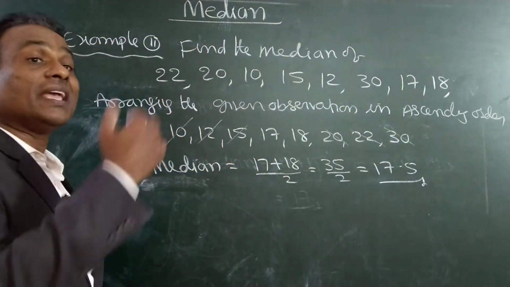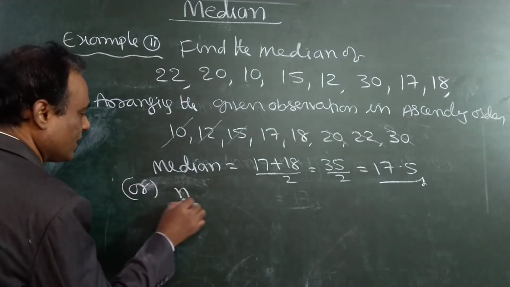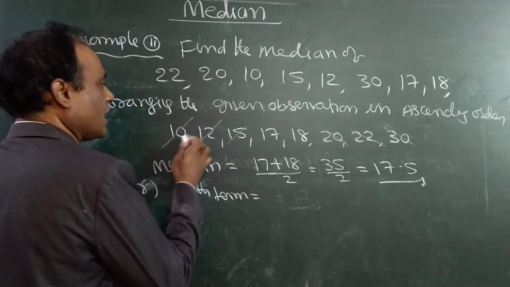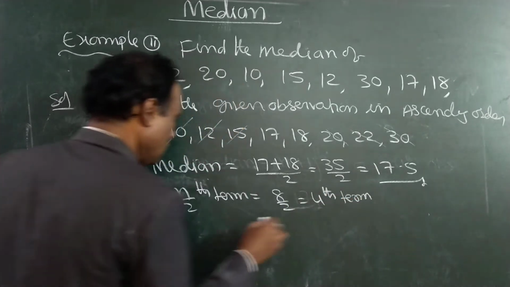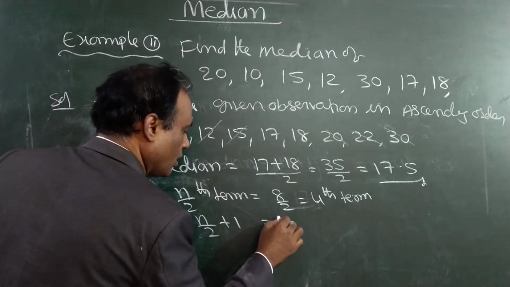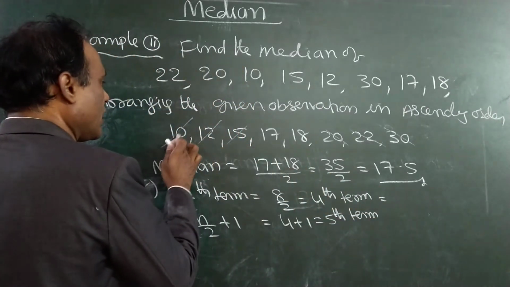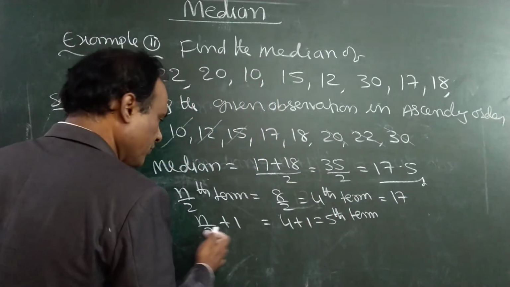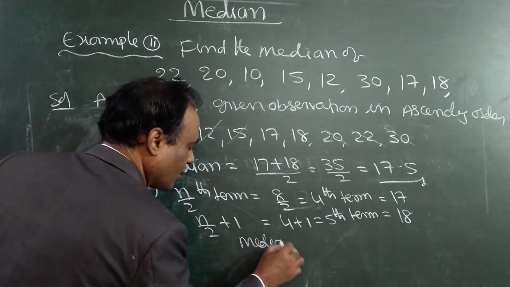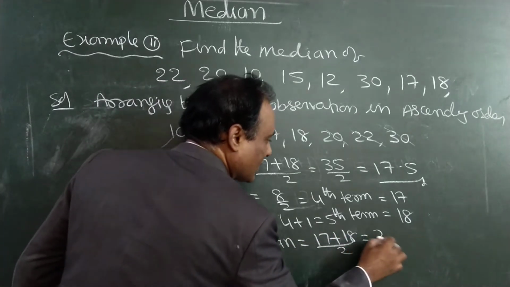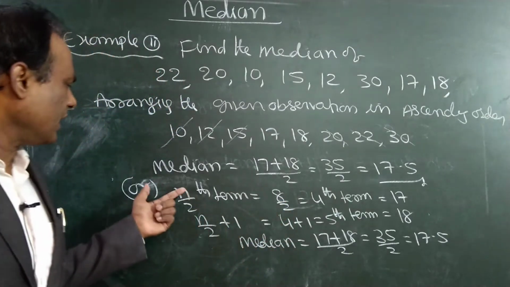As a rule, take the average of the n by 2 term and the n by 2 plus 1 term. n is 8, and 8 by 2 is the 4th term. n by 2 plus 1 is 4 plus 1, the 5th term. What is the fourth term here? 1, 2, 3, fourth term is 17. The fifth term is 18. So the median is the average of these two: 17 plus 18 by 2, which is 35 by 2, which is 17.5. We apply this method only, but I explained it in the form of a rule.